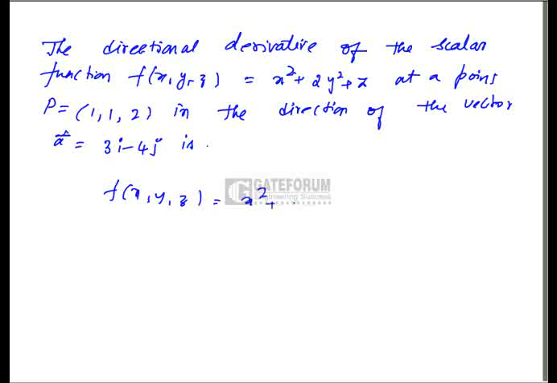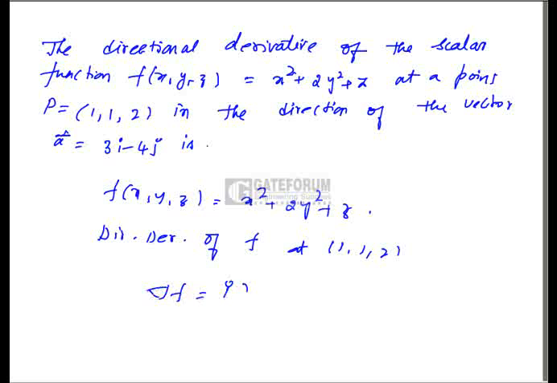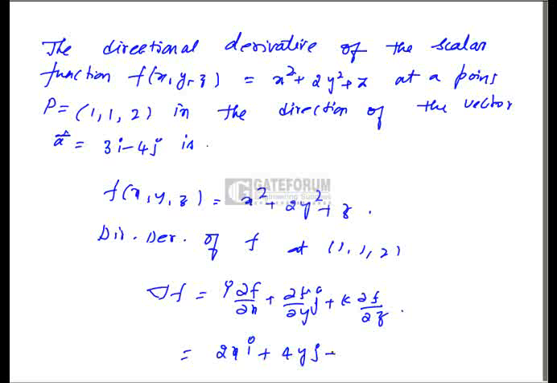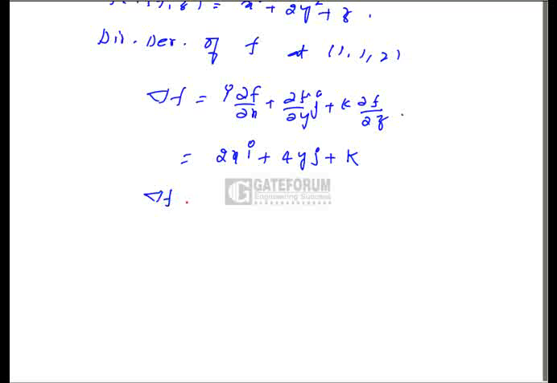The given function is f = x square plus 2y square plus z. Now we have to find the directional derivative of this function f at the point (1, 1, 2). Now the gradient of f is given by the formula delta f is equal to i into dou f by dou x plus dou f by dou y into j plus k into dou f by dou z. Now if we substitute, we'll get it as 2x i plus 4y j plus k. Now the gradient at the point (1, 1, 2) is nothing but 2i plus 4j plus k.